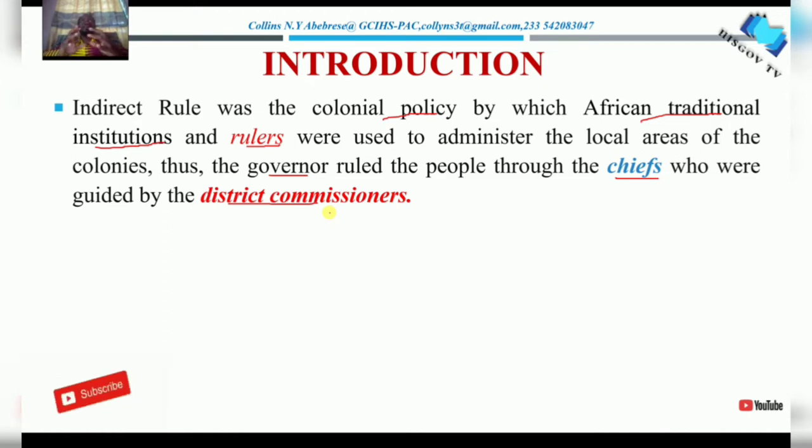Now bear in mind that this policy would be possible only when there is an effective political system. That is the only time this policy would be effective. What do I mean by that? You want to rule people through their chiefs, so if the people do not have a well-structured political system in place, there is no way this policy can work out. You understand the point I'm trying to make? So that affirmed the fact that pre-colonial African societies, before the coming of the Europeans, had a well-centralized political system, and so the British just had to roll on to implement any policy that they wanted to implement.